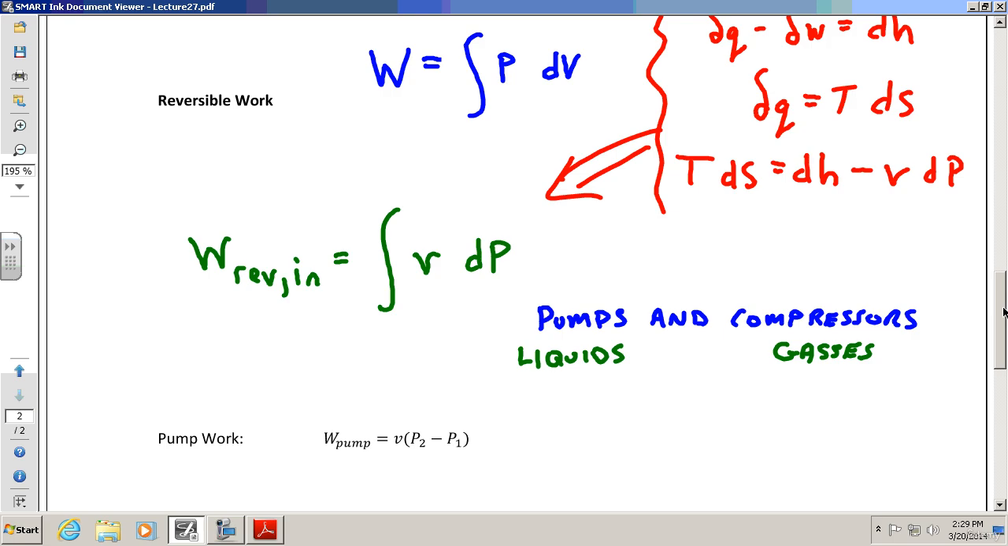If you want to get the most work out of the steam, you want that V to be big, okay? You want that V to be big. You want steam.